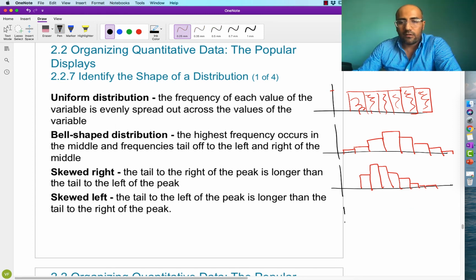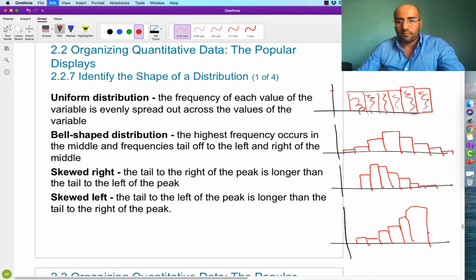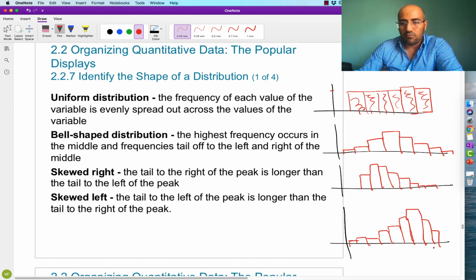And then a left tail is the opposite. The tail to the left of the peak is longer than the one to the right. So maybe there's more of a build-up over here. Okay, maybe there's a build-up. And then not so much on the right. So there's a little build up to a maximum, and then it just kind of dropped off more quickly. Good. So left tail, right tail.